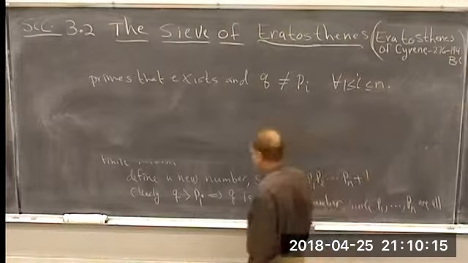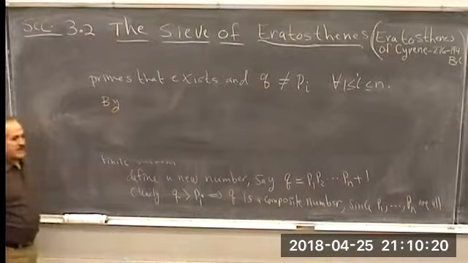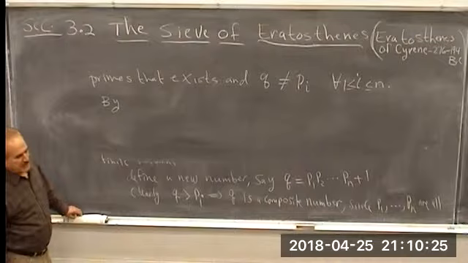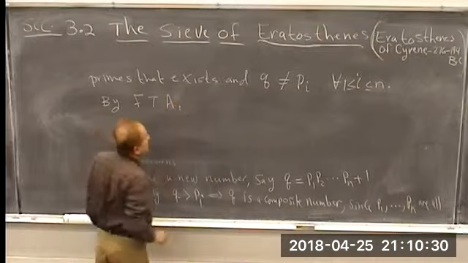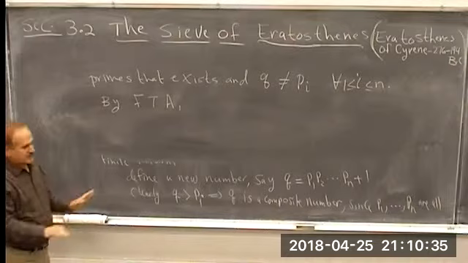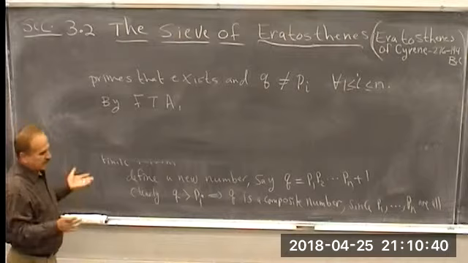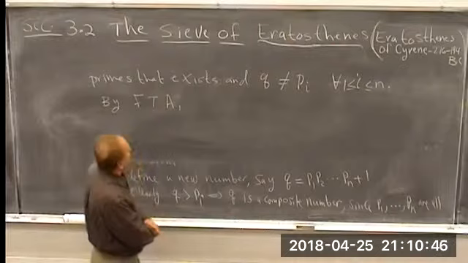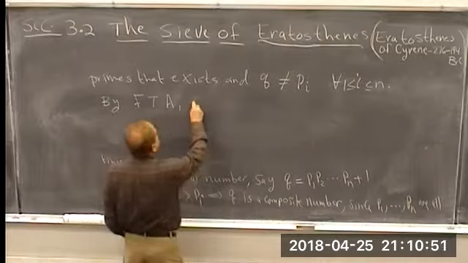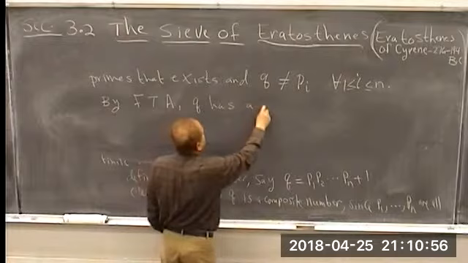Now, by a previous theorem, or you could actually use the fundamental theorem of arithmetic, because the fundamental theorem of arithmetic has nothing to do with how many primes there are, okay? It says that any natural number can be written as a product of primes. It doesn't say that the primes must be there or must be infinitely many. So by the fundamental theorem of arithmetic, Q has a prime factor.